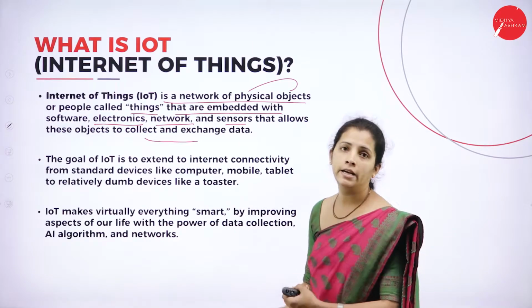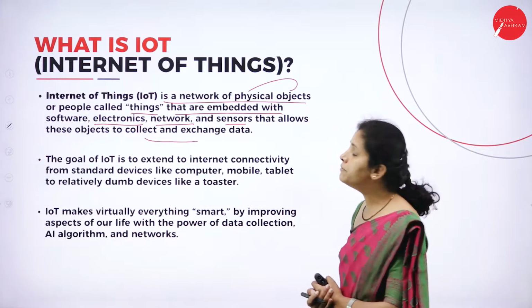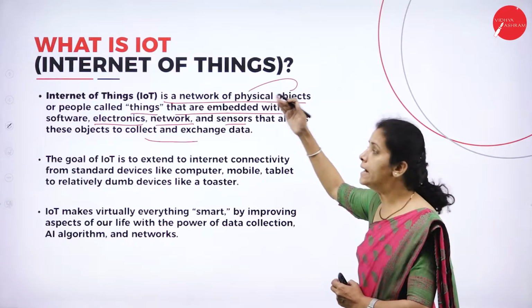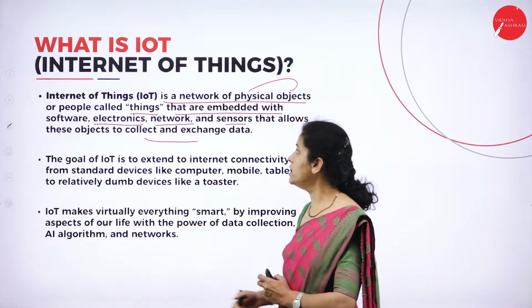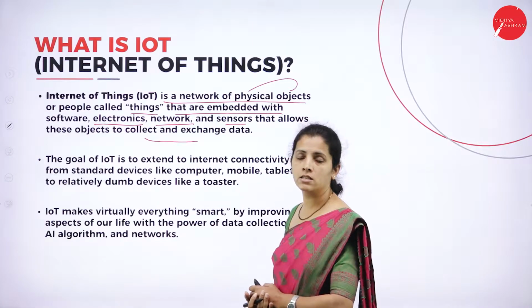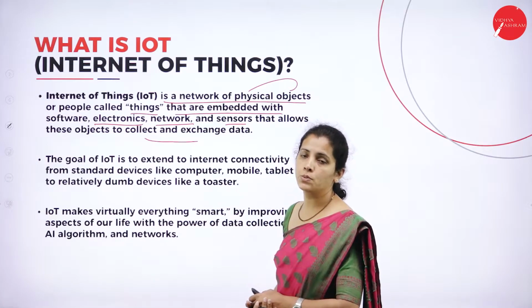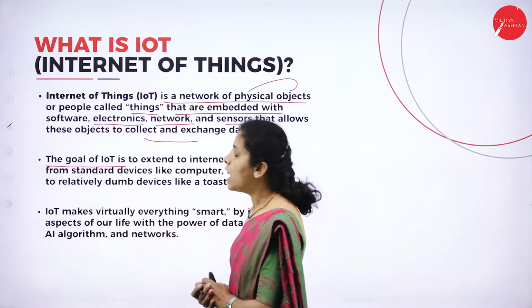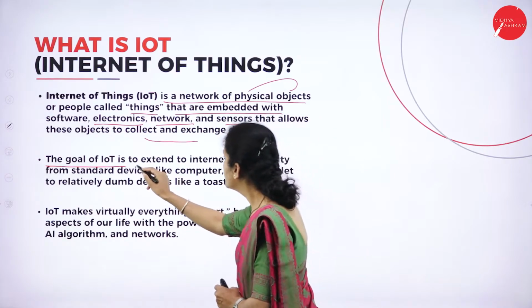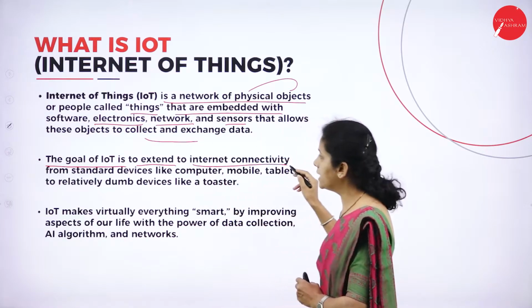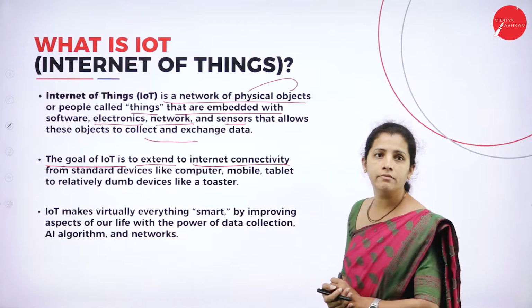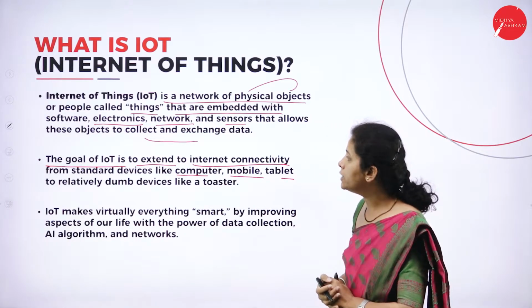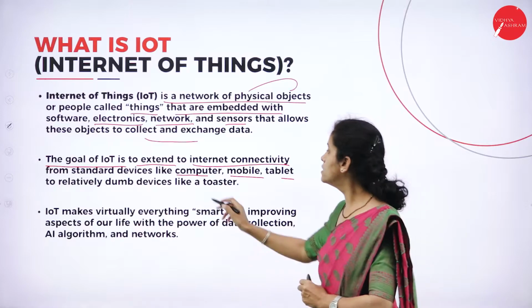So what is Internet of Things? It is nothing but the network of devices or people embedded with software, electronics, network as well as sensors in order to collect the data as well as exchange the data. So here the main goal of IoT is to extend internet connectivity from standard devices like computer, mobile, tablet to relatively dumb devices like a toaster.